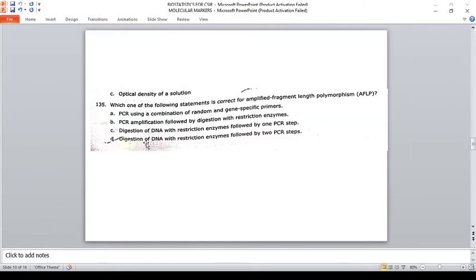So let's get started with answering the questions. Which one of the following statements is correct in amplified fragment length polymorphism? PCR using a combination of random and gene-specific primers: this is not a correct reference to AFLP. That is used in RAPD. PCR amplification followed by digestion with restriction enzyme: this is wrong. Digestion with restriction enzyme followed by two PCR steps is the correct thing for AFLP.